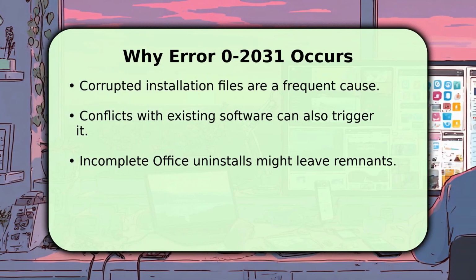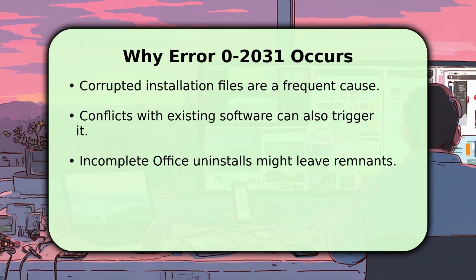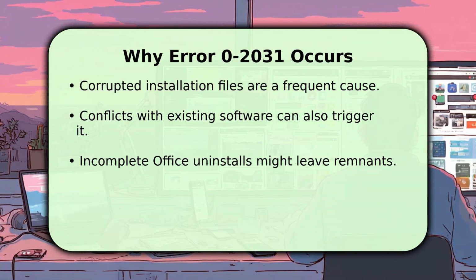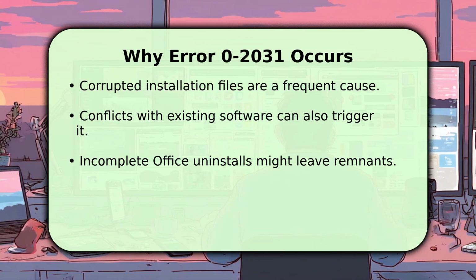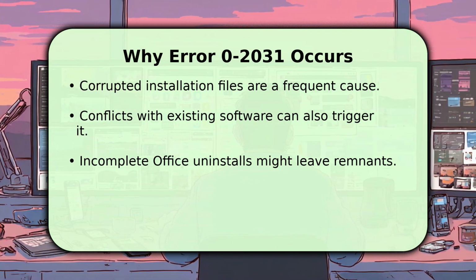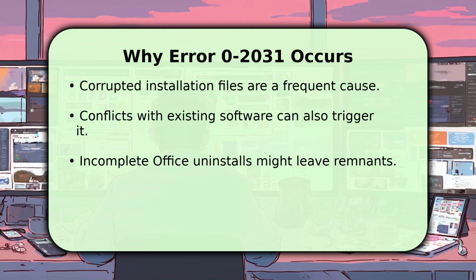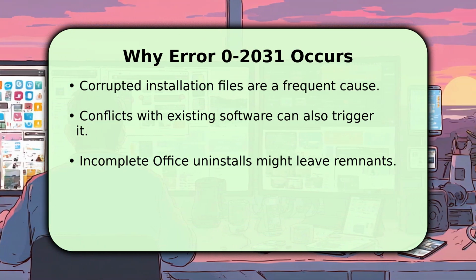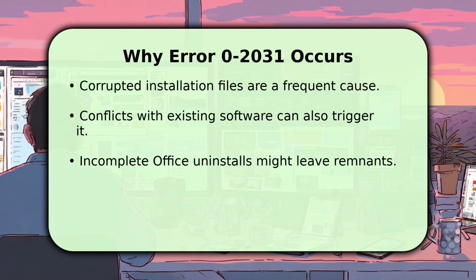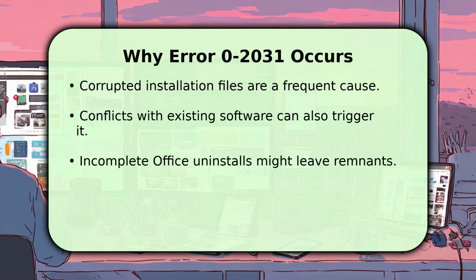So, why does this error happen in the first place? One of the most frequent culprits is actually corrupted installation files, meaning something went wrong when Office was first set up. Sometimes, conflicts with other software already on your computer can trigger the error, especially security programs. Another common reason is an incomplete uninstall of a previous Office version, leaving behind old files that cause new issues.